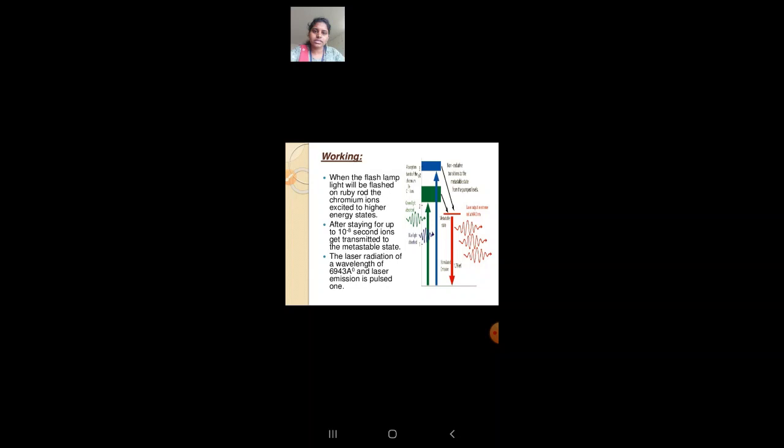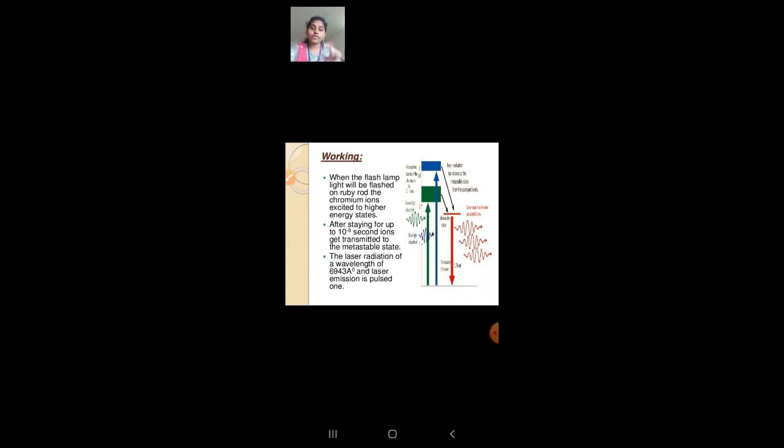What is the reason behind these pulses? The reason is that we have to supply electrical energy to the helical xenon flash tube. The flash lamp emits white light, and that white light enters the ruby rod, which has chromium ions. The chromium ions absorb only blue color and green color. That's why we have to supply energy: the capacitance discharge is the on state, and the capacitance charge is the off state.